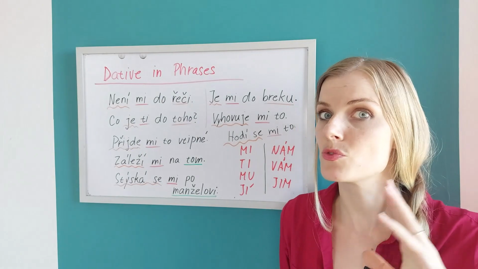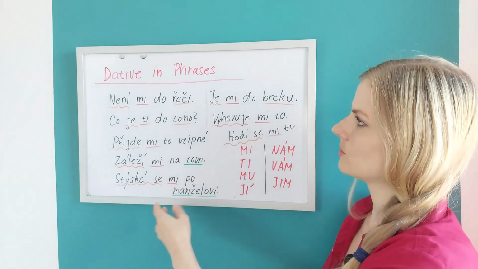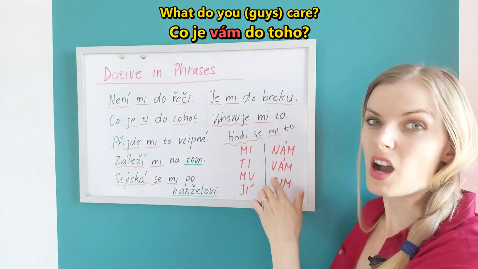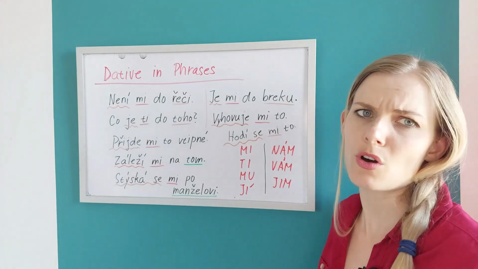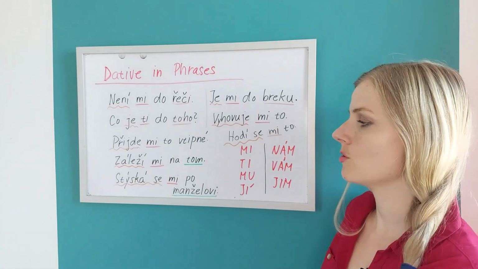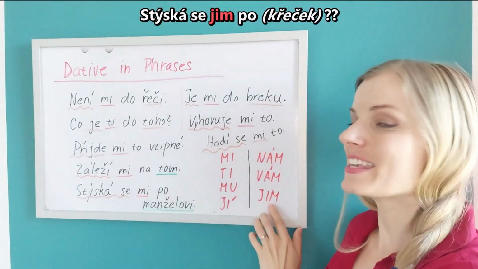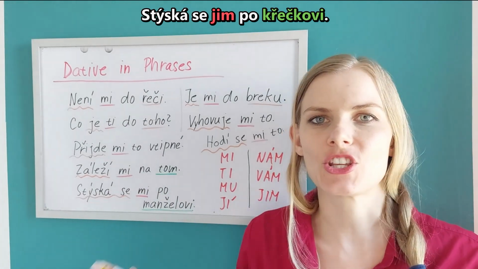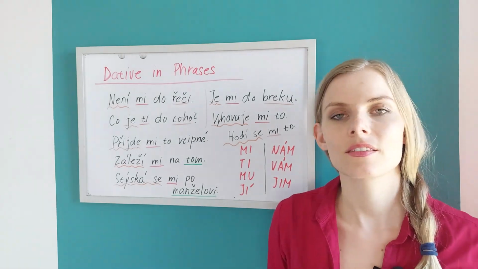And just like we did a few minutes ago, you can also replace the forms of the dative and put something else. For instance, you could ask more people, what do you guys care about? Co je vám do toho? You could also say to someone, oh, you don't feel like talking, right? Není ti do řeči, co? Or they miss their hamster. Stýská se jim po... Okay, what happens with křeček? Po křečkovi. Stýská se jim po křečkovi. They miss their hamster.